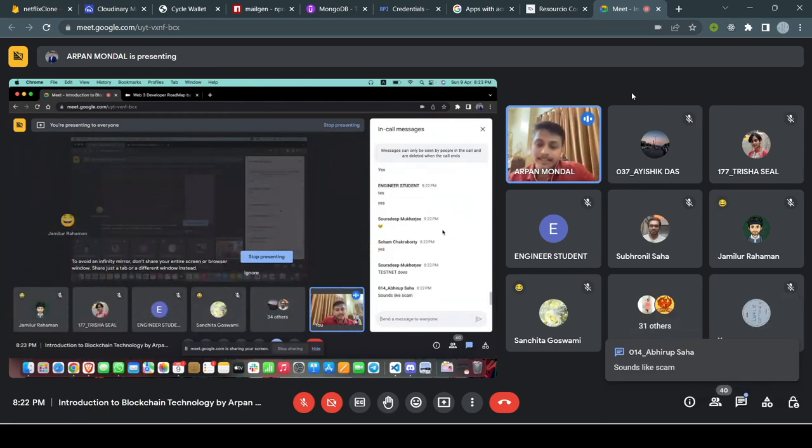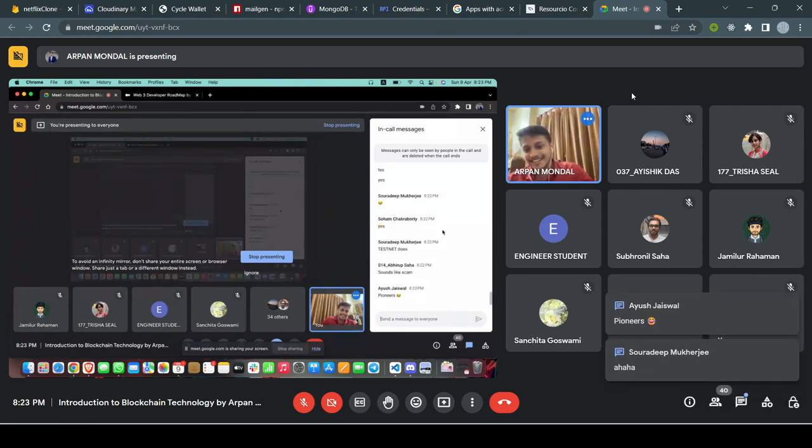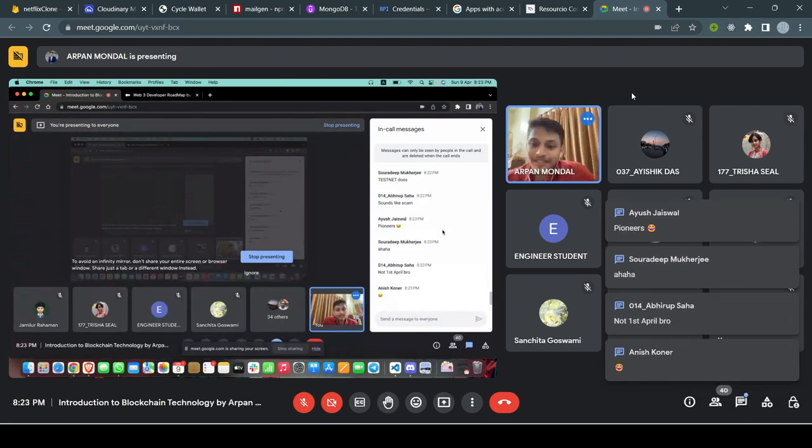Testnet. Yeah, we're going to use a testnet. We're going to use the faucet for the fake money. Yeah, it sounds like a scam, okay. No, it doesn't. You can say it sounds like a scam, but no, we're going to build it. We're going to see right now, side by side.